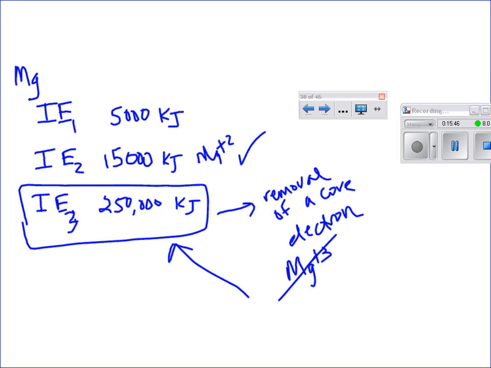Do not, under any circumstance, say it's stable because it's like a noble gas, or it's happy. You will get 0 points for that type of personification. And it's not really a reason. Being happy is not a reason on the AP.